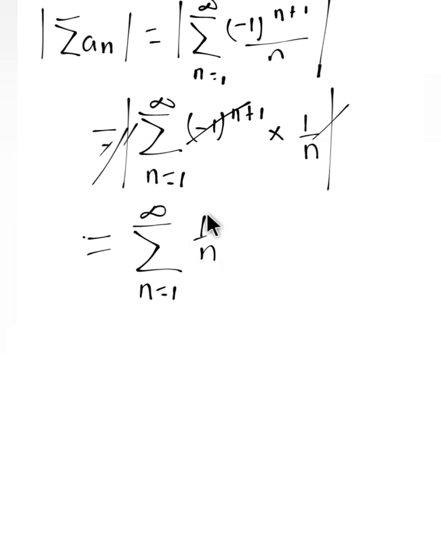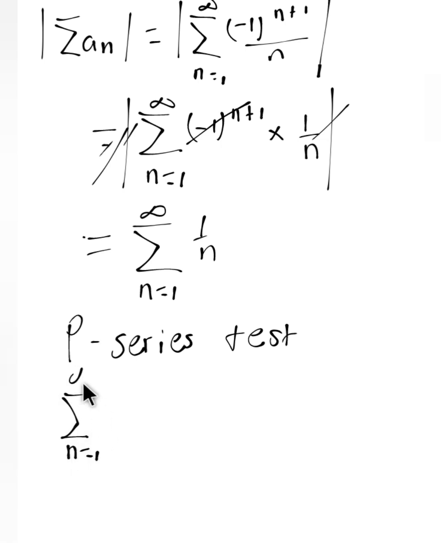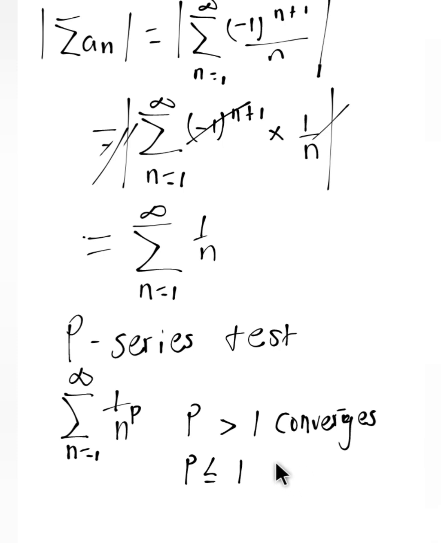Now in this series, to test whether it converges or diverges, we're going to use the P-series test. The P-series test states that if we have a series which is a summation from n equals 1 to infinity of 1 over n raised to the power p, and p is greater than 1, the series converges. But if p is less than or equal to 1, the series diverges. So this is the P-series test.